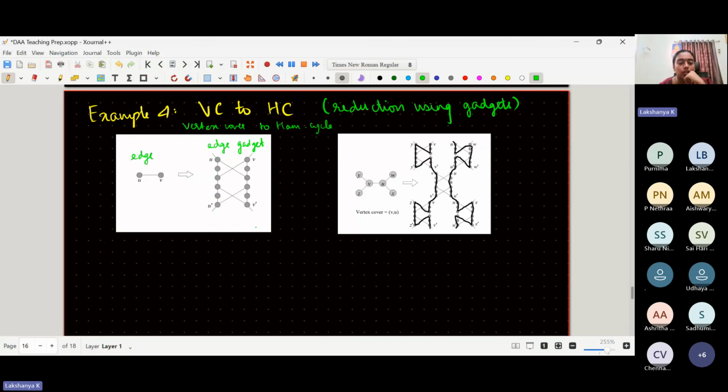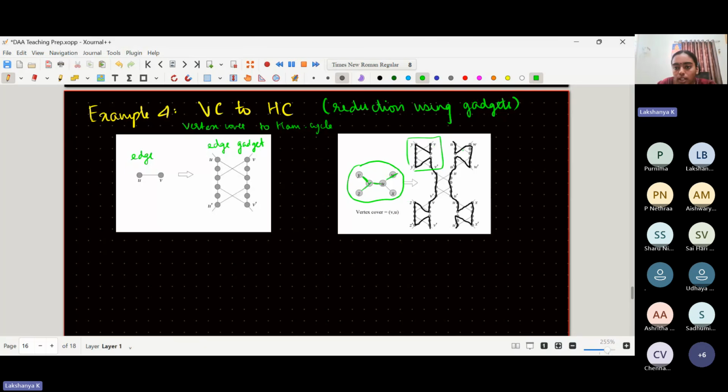Okay, so now this is the graph for which we want to find the vertex cover by first using the Hamiltonian cycle technique. What we're doing is, for every edge in this graph, we are replacing it with an edge gadget. This is the VY edge, so you're drawing the edge gadget for VY there, V dash, Y, Y dash. This is the VU edge, so you have V, V dash, U, U dash. VZ, so V, V dash, Z, Z dash.